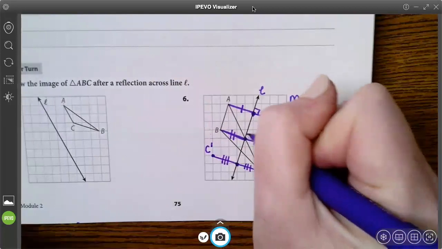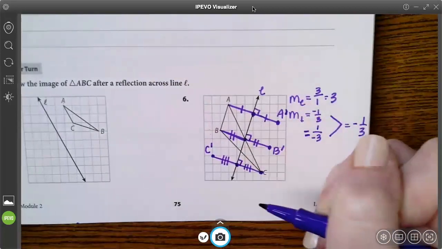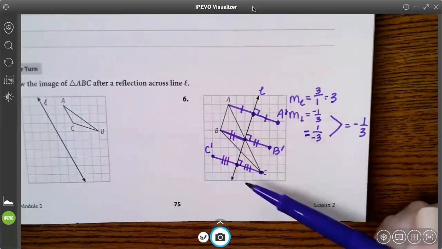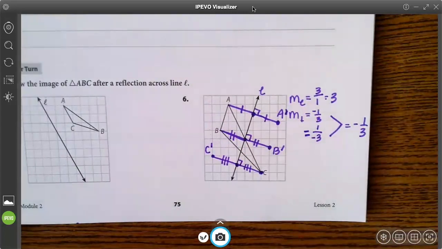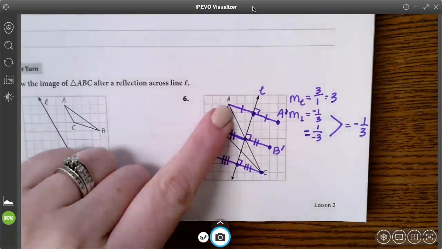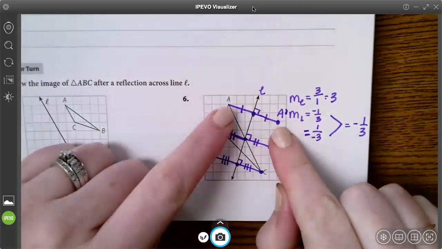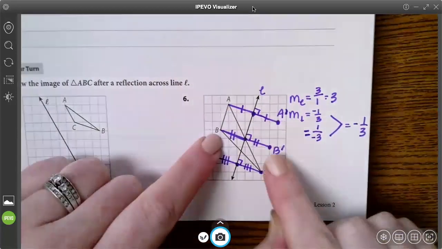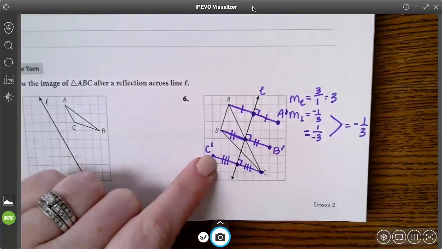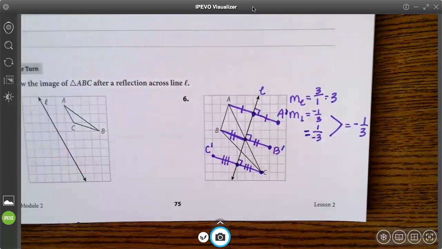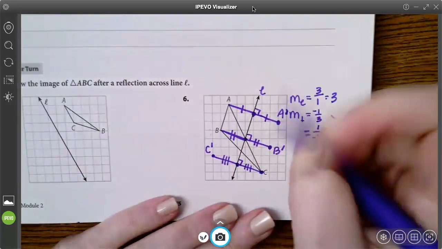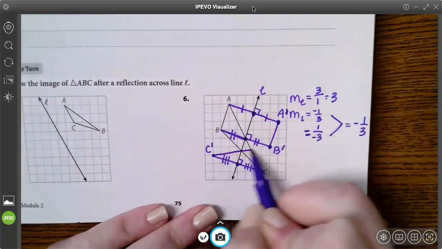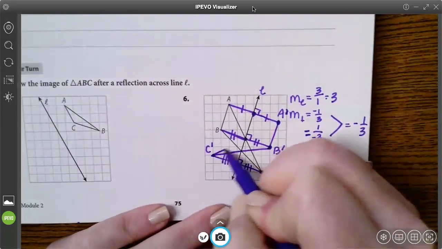So line L is our perpendicular bisector of each of these 3 lines. The lines are connecting the image over here to the pre-image back here. Okay, A and A prime, B and B prime, C and C prime, the corresponding parts. So now we just connect the points to make our triangle. So A goes to B, B goes to C, and C goes back to A.